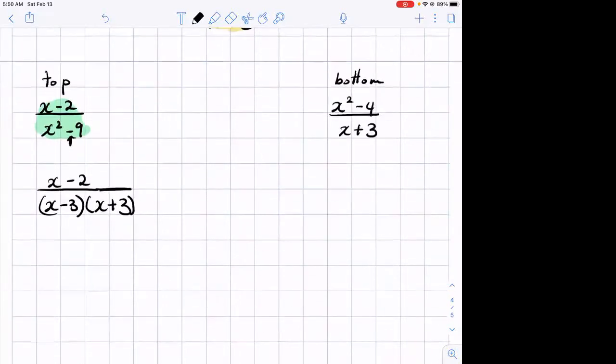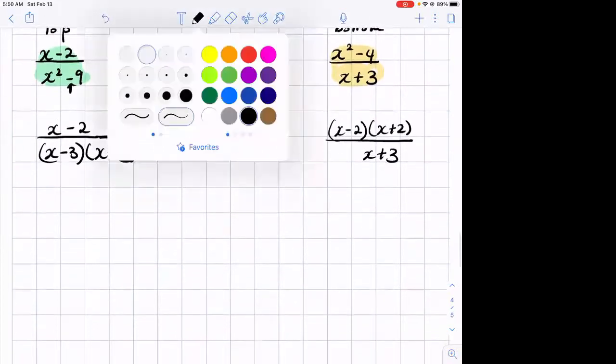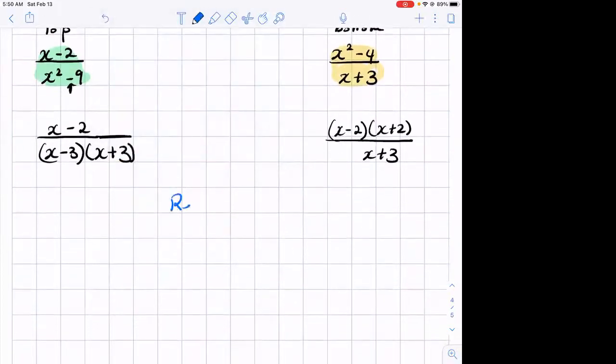Okay. And then if we look at the bottom, it's already written as one fraction, but notice we can still factor the top because it's difference of squares again. So we have x minus 2 times x plus 2. And that is divided by x plus 3. So now I can rewrite my problem using the division symbol.